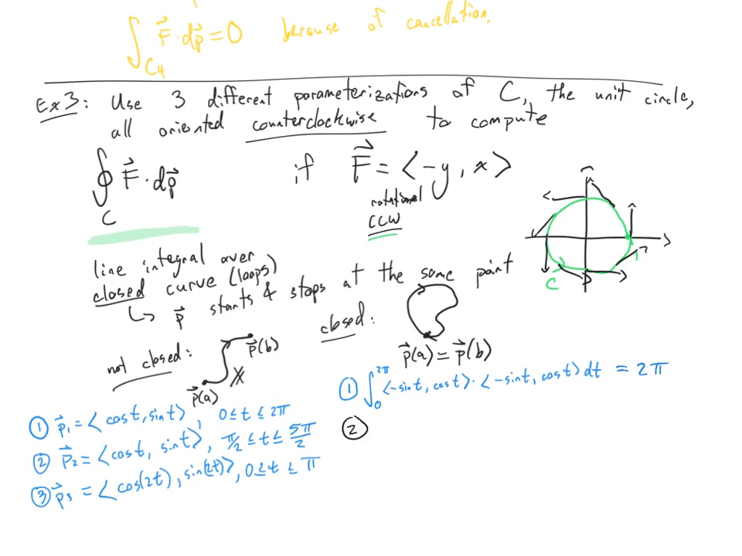So for the second one, my parameterization function is the same, so my integral looks basically the same, and the only new feature is my bounds change. And so when I integrate and I get a t, I evaluate, and the difference between these is still 2 pi. So for 1 and 2, I got the same answer.